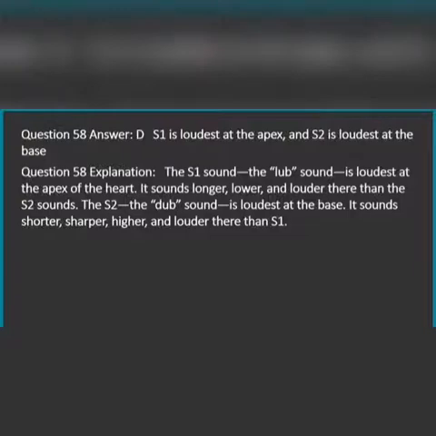It sounds longer, lower, and louder there than the S2 sounds. The S2, the dub sound, is loudest at the base. It sounds shorter, sharper, higher, and louder there than S1.